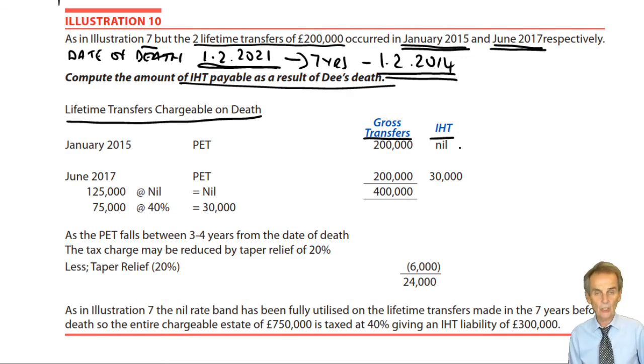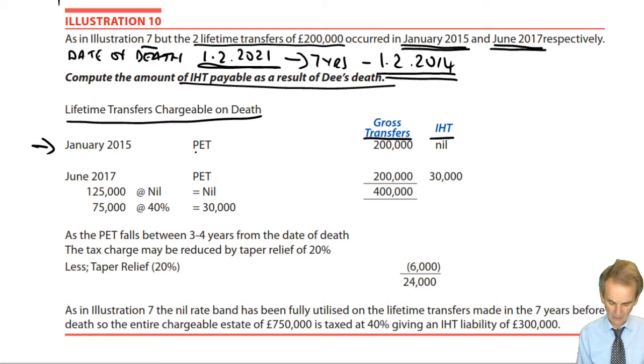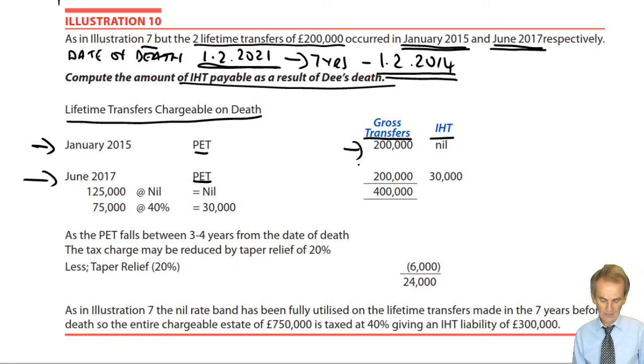Which is the earliest within that 7-year period, January 15. As we know, it, as well as the June 17 transfer, they are PETs. They're both 200,000. But the January 15 PET is the first such PET to become chargeable. So it benefits from the use of the full available nil rate band of 325,000. Hence, no tax to pay.